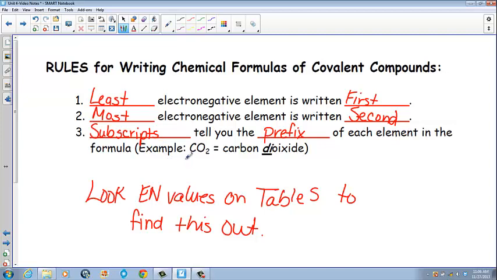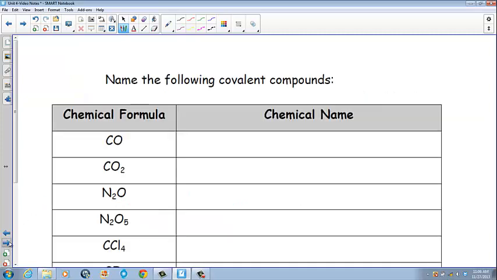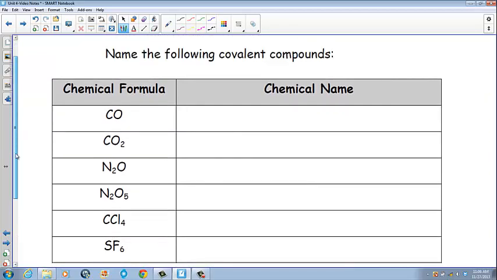So for example, carbon is by itself, and we're not going to say monocarbon because remember it's our exception. We drop the mono if it's the first element and there's only one. And then there's 2 oxygens, so the prefix tells us that we have to use the di because there's 2, so carbon dioxide. And that's misspelled, it should be dioxide. Alright, so let's do some practice. It's the best way to learn how to do it. So name the following compounds.